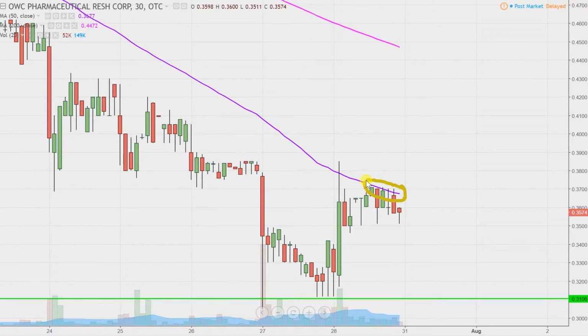You want to see volume remain strong, if not get even stronger, to see the price not only break above that purple line, but stay up above it. So the purple line is definitely public enemy number one going into next week. Can the bulls finally break out of this downtrend? And the first step in that is getting up above the 50-period moving average. So we'll see if the bulls bring their A game or not next week.